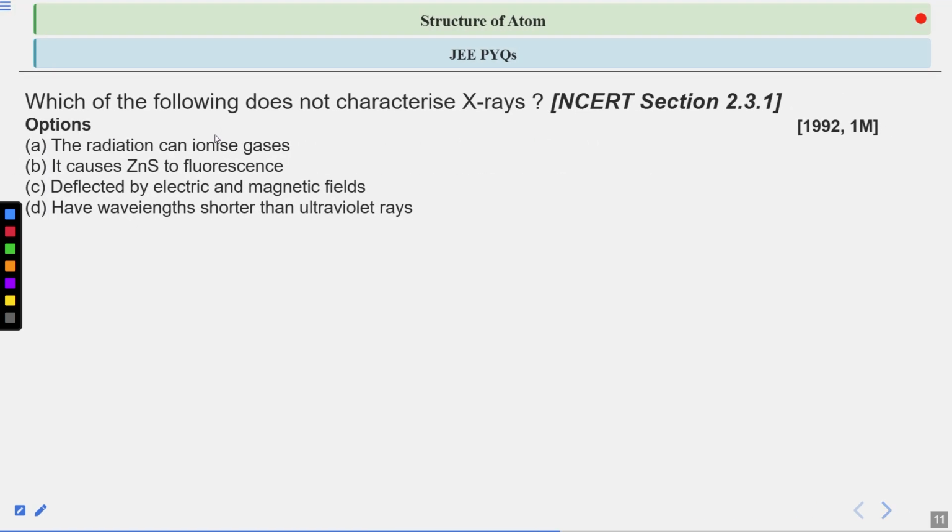Here is our next question. Which of the following does not characterize X-rays? It is asked from the NCERT section 2.3.1 in 1992 for 1 mark. Options are: A, the radiations can ionize the gases. B, it causes zinc sulfide to fluoresce. C, deflected by electric and magnetic field. And D, have wavelength shorter than the ultraviolet rays. Your time to solve this question starts now.